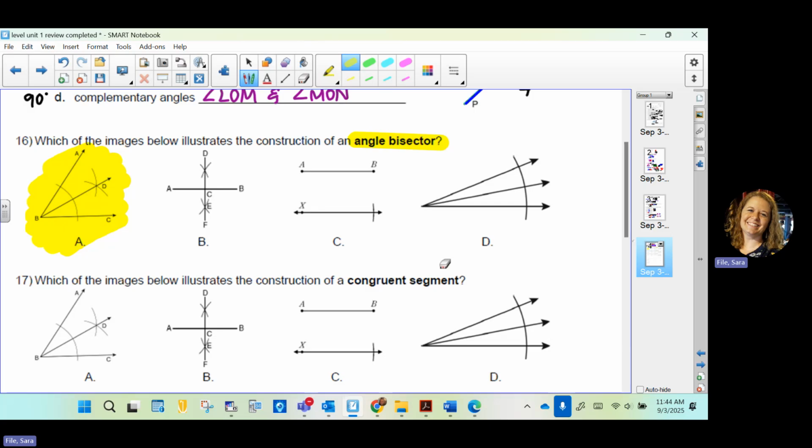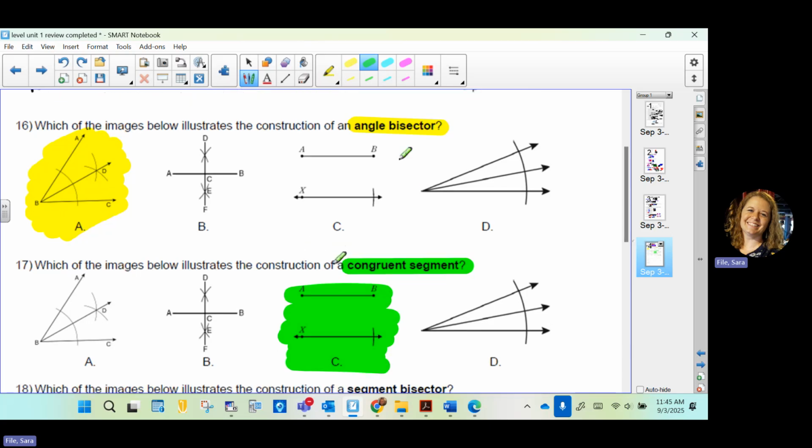Okay, congruent segments. These that have those angles are not anything about the segments being congruent. Remember, we set the compass to the size of the segment and then made an arc on a line, and then from somewhere on that arc to that new point, that created the congruent segment, didn't it? Y'all remember that? So this is the one that's congruent segments. You'll just have to remember the process that we learned for constructions for angle bisector and congruent segment.